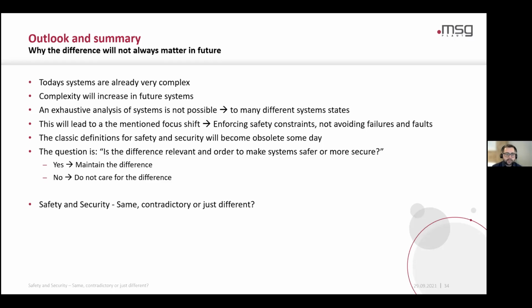So the initial question was: safety and security, same, contradictory, or just different? At the end, I would say all three options are wrong and true at the same time. For sure, we will find cases where it is contradictory. We will find cases where it is the same, but in most cases, it's just different.